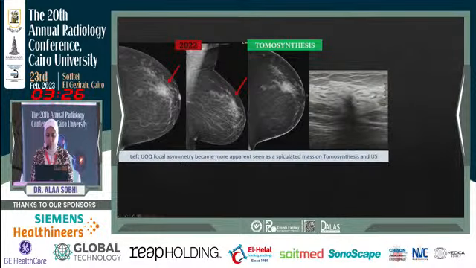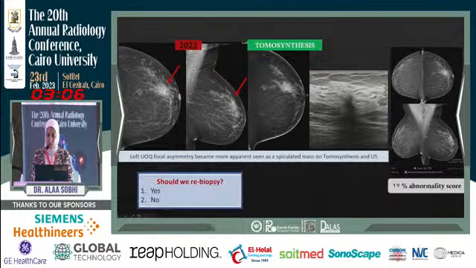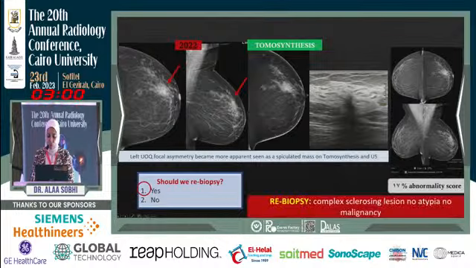This patient came in 2022, and the mammogram showed the left upper outer quadrant asymmetry more apparent and seen as a spiculated lesion in tomo and ultrasound. The AI showed a 17 abnormality score. So, should we rebiopsy this patient? Yes. And the rebiopsy also showed a complex sclerosing lesion with no underlying atypia or malignancy.